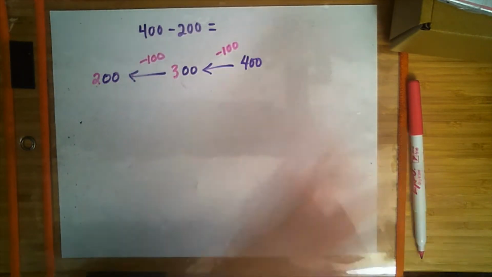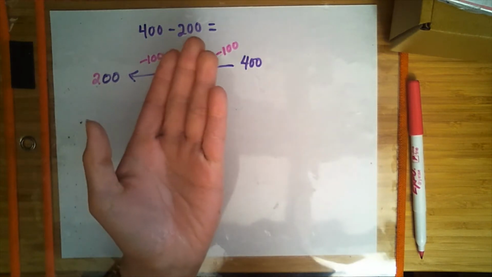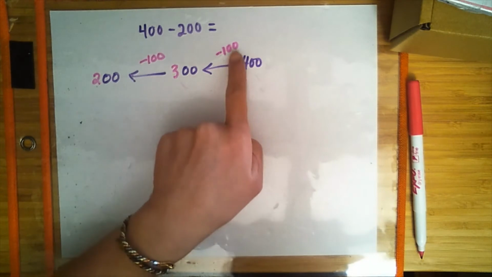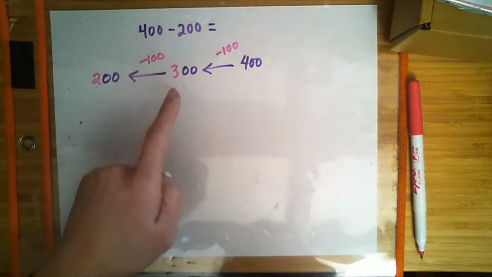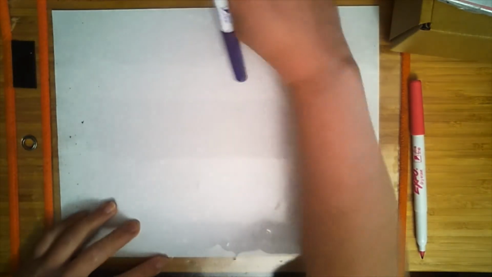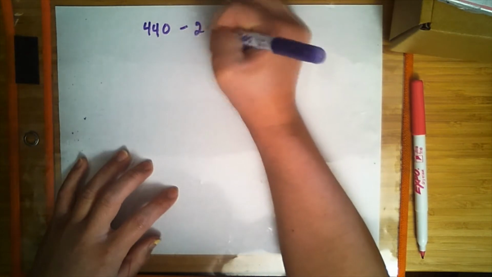Great. With the Arrowway, you can see the change in the hundreds digit because we are subtracting 200, and you'll notice that I did finish subtracting 200. I took away the first 100 there, and then I took away the second 100 there. Now let's try another number sentence. Slightly harder. 440 minus 200.